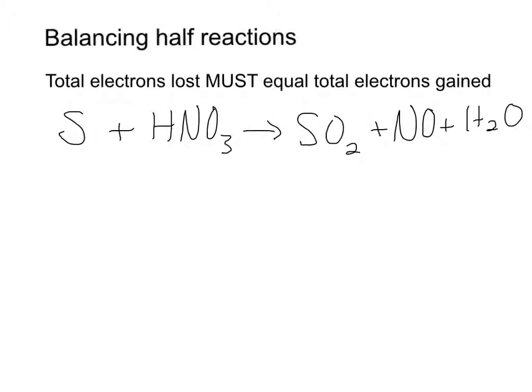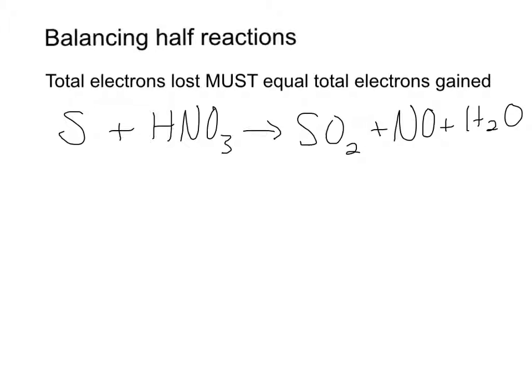Now that we know how to assign oxidation numbers and write half reactions, we are going to be balancing the half reactions. And this is going to allow us to use the balanced half reactions to balance our chemical equations. But section 3 is just balancing the half reactions. Section 4 is actually using those balanced half reactions to balance the equation.